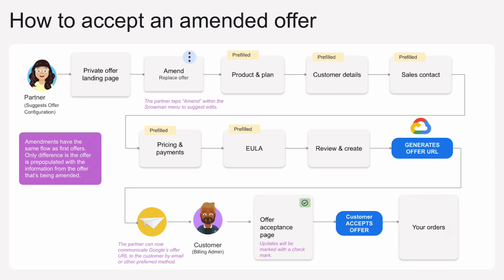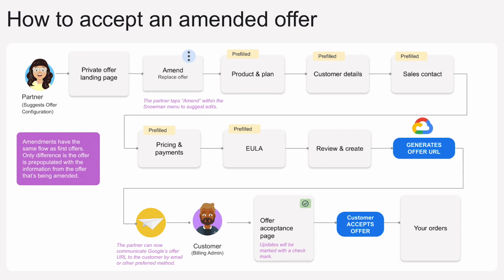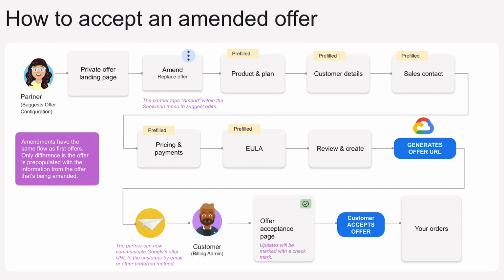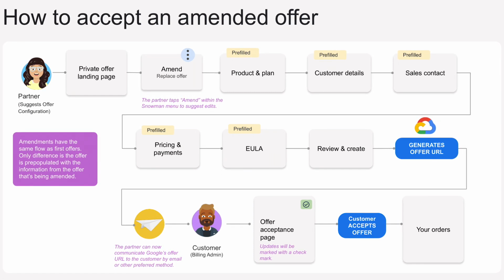When a customer clicks the offer acceptance link to review the amendments, they will notice the offer acceptance page looks slightly different than one seen before to help them clearly identify the changes. For instance, they will notice green check marks next to items that have been updated. Let's look at an example of accepting the amended offer from the customer's perspective.